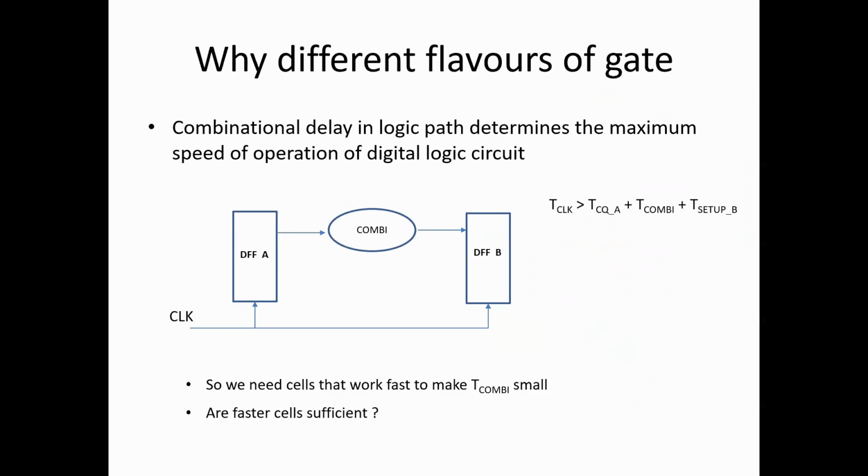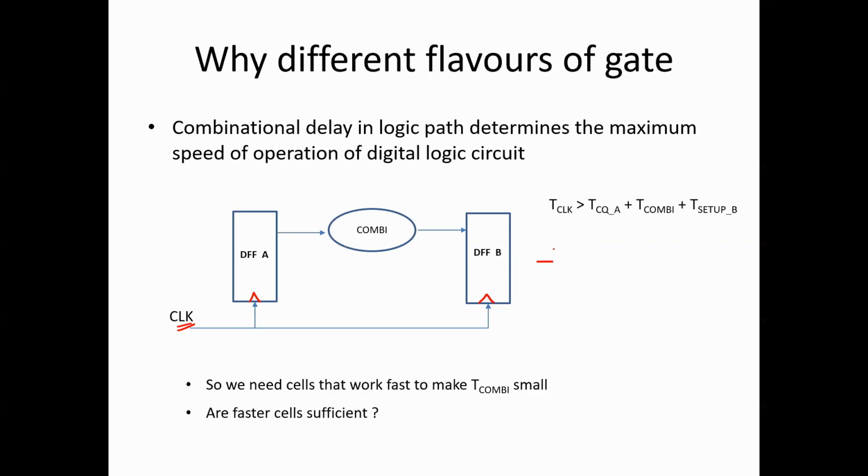Now the question is, why do we need different flavors of gate? The answer is this. Combinational delay in the logic part determines the maximum speed of operation of the digital logic circuit. Let's think about a simple circuit like this. I have a flip-flop A and a flip-flop B connected through a combinational circuit. Now the question is, what is the maximum speed it can work at? Can it work at 1 gigahertz? Can it work at 2 gigahertz? What is the maximum clock rate I can apply here? The answer to that is T clock, where T clock is the period of the clock.